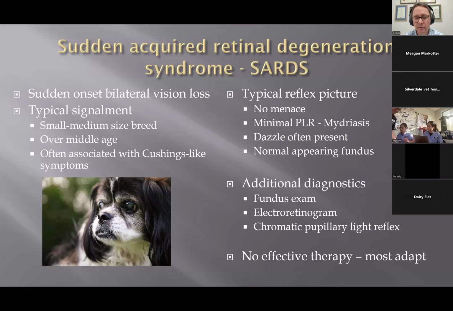Good news is that the bulk of these cases, in my experience, but also according to one or two surveys in the literature, adapt really well. They're able to live a good quality of life as a blind animal, and after a month or two or three, they're able to live a decent quality of life, a different life than they did before without vision, but still a good quality of life.